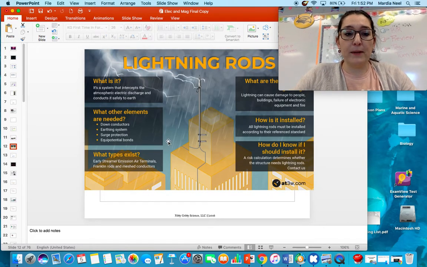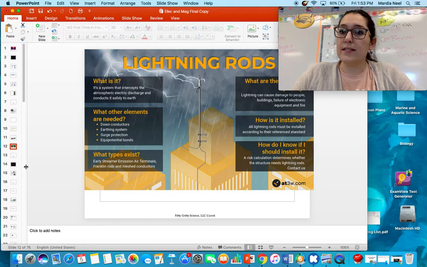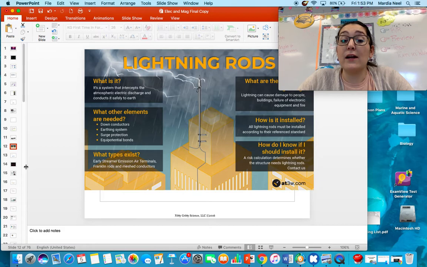So here's a little bit better picture. So here's your lightning rod. It intercepts the electric discharge and conducts it safely to Earth. So they're installed according to their reference standard. It's different for every lightning rod. And it's got a down conductor, an earthing system, a surge protector, so that the energy from the lightning isn't transferred to the electricity in your houses. A lot of times also in houses now, we have ground wires and grounding, and that's going to help if our house does get struck with lightning.